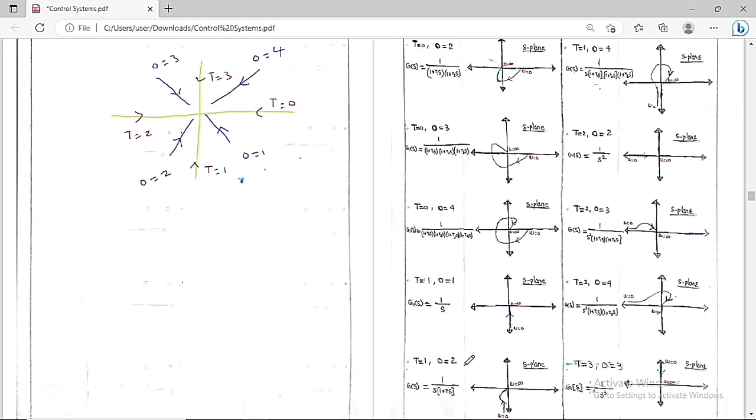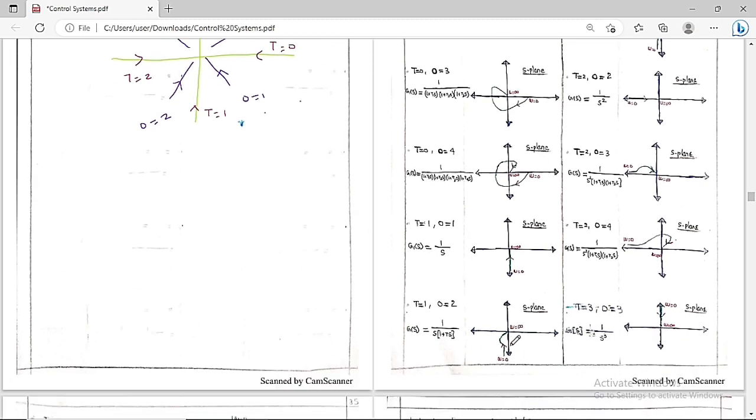So type is going to tell you the starting point and order is going to tell you the ending point for the polar plot. If you want to draw the polar plot for the system, see this picture: the type is equal to 1 and order is equal to 2. So it is going to start from here and it will end at order 2. So this is the polar plot you are going to get for this one.